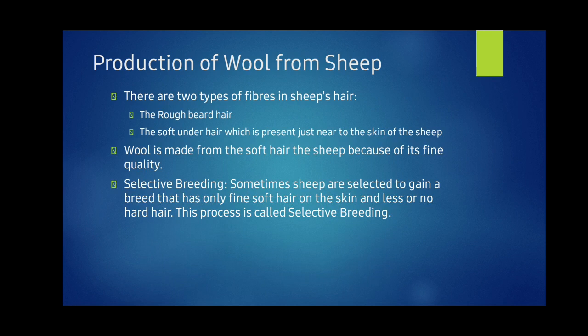So is it possible to obtain all the hair as very smooth? No, it's quite difficult. That is why we select some sheep which yield good, soft hair. Breeding them selectively is known as selective breeding. Sometimes sheep are selected to gain a breed that has only fine soft hair on the skin and less or no hard hair. This process is called selective breeding.